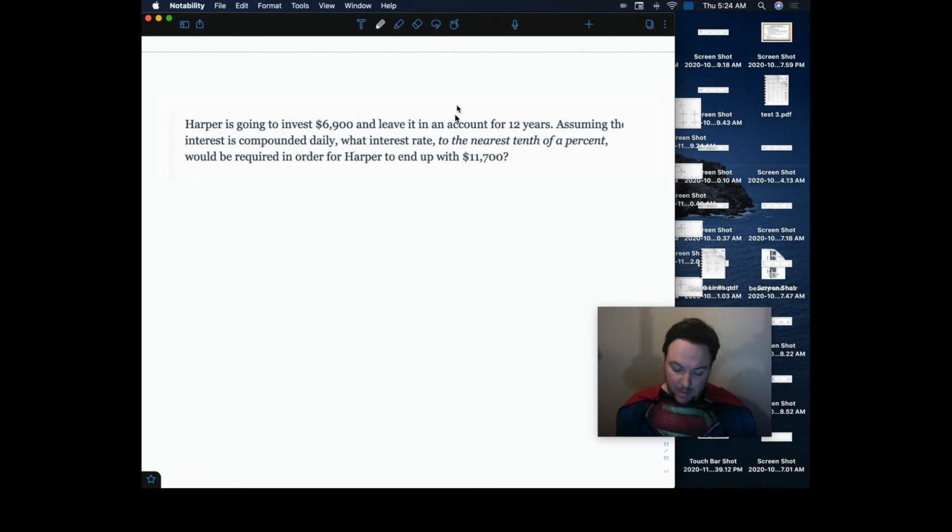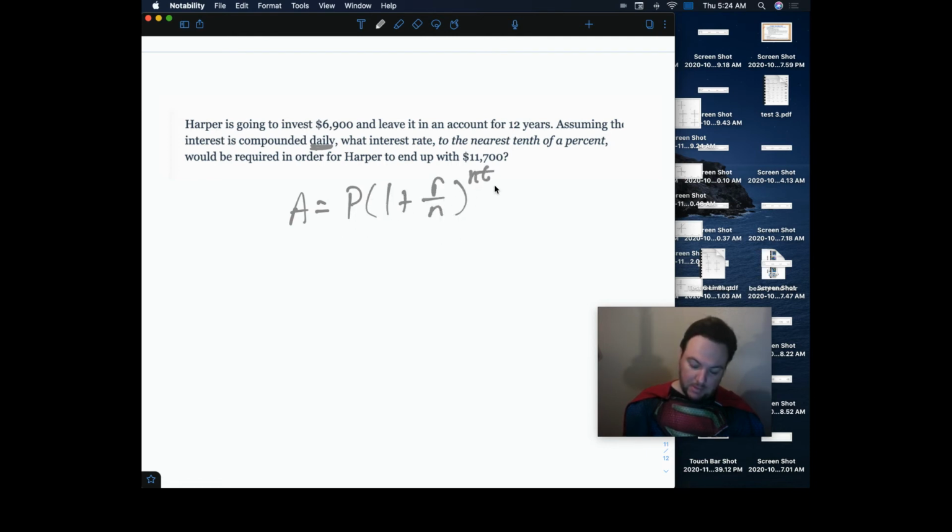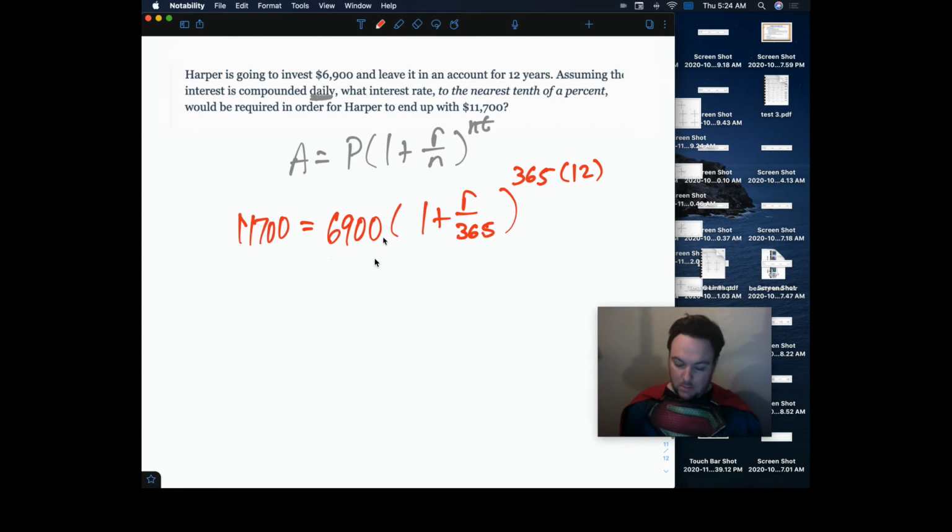He's compounding it how often? He's compounding it daily, right? So we know we're going to use A equals P times (1 plus r over n) to the nt, and we're going to substitute in values. So he's going to invest 6,900 at what rate? He's doing it 365 times, and we're doing this for 12 years. And we want to get 11,700. So this is what we get to play with.